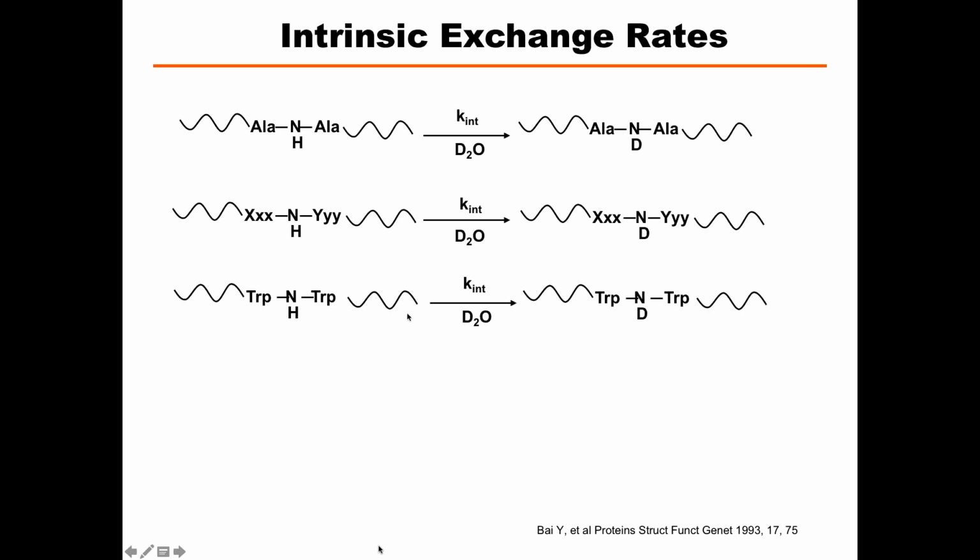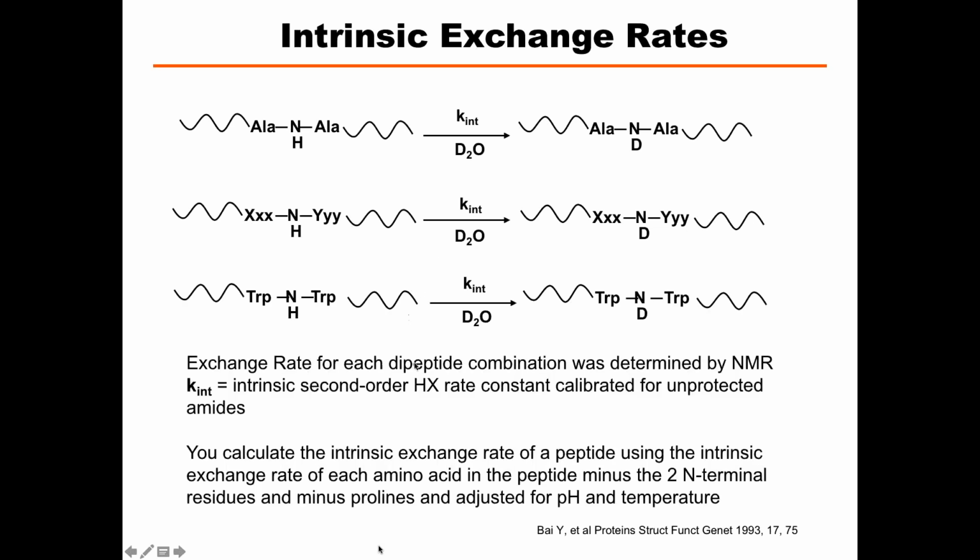Oh, sorry, that was this example here. So the rate of exchange for each dipeptide in combination was determined by NMR, and so that gives us the K intrinsic, the intrinsic second order rate exchange constant for an unprotected amide. So what this would really mean is if the region you're looking at in a protein matches that of the intrinsic exchange rate, you could say it's disordered. It's random coil. It's not in the structure. There's no protection to exchange.